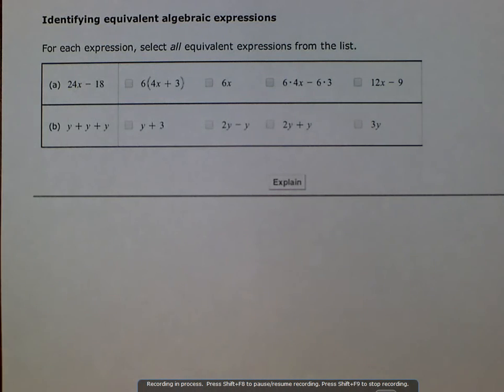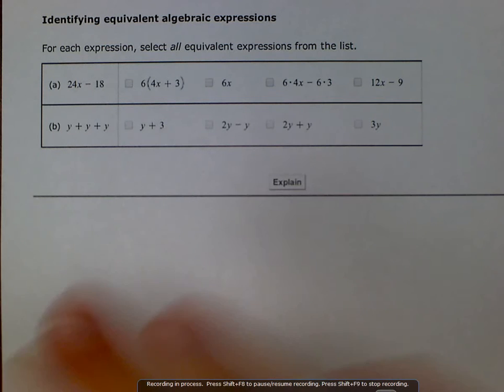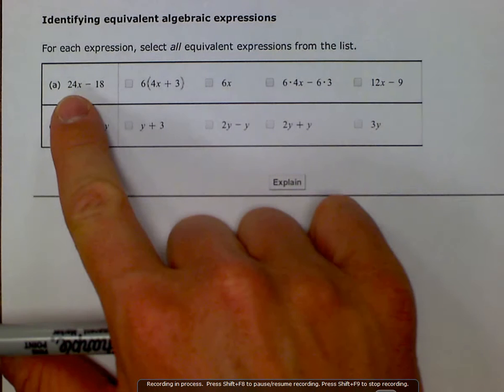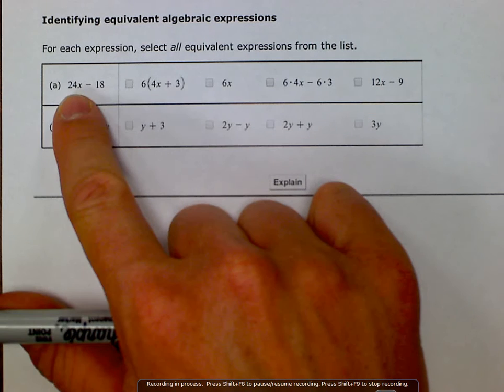Here we're being asked to identify equivalent algebraic expressions. For A, probably the easiest way to go about this is just to go down our multiple choice here and see if it matches up. The other way we could approach this is look at our numbers here, our terms. We have 24x and a negative 18.